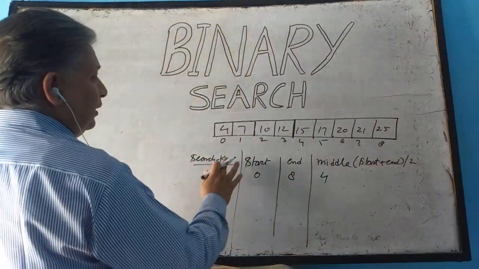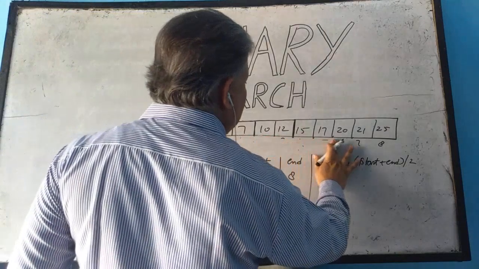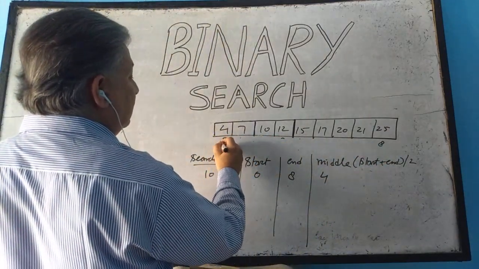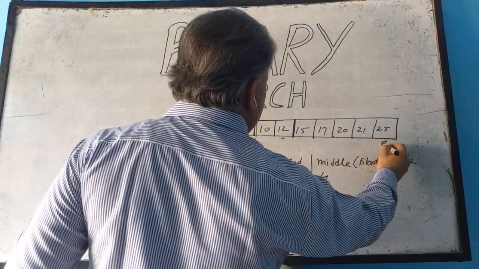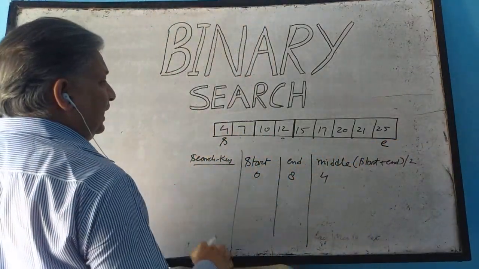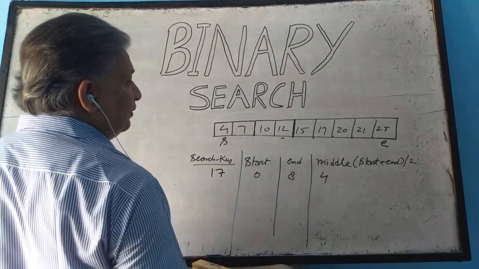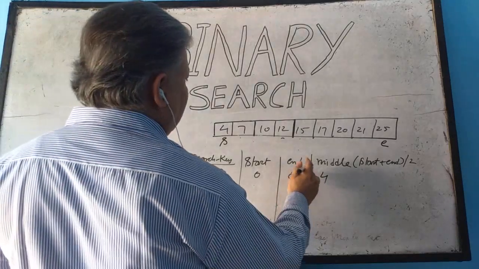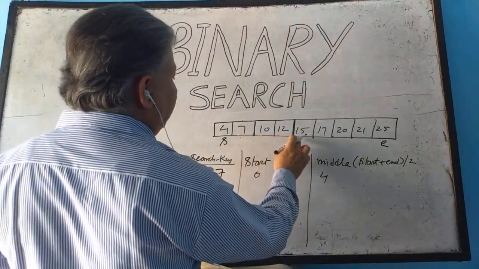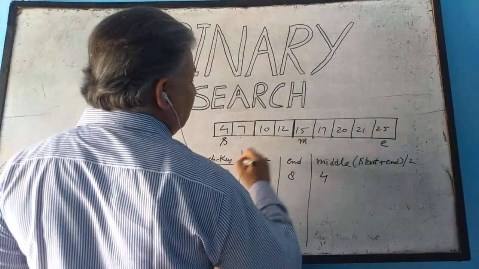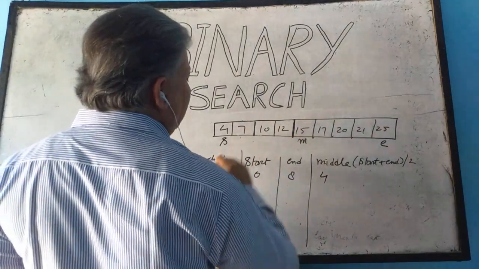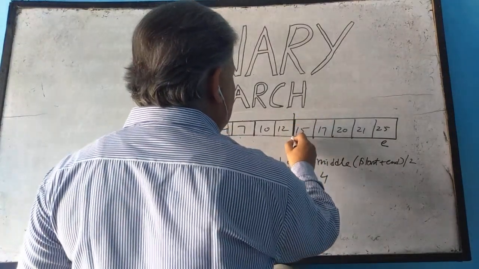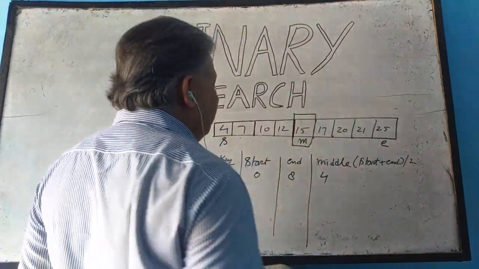Alright. So let's say this is our start and this is our ending. This time I take the search key as 17. If the 17 is there, the middle is 4. This is index number 1, 2, 3, 4. This is our middle. This is the current middle. So we compare 17 with the middle and we see it is not equal.